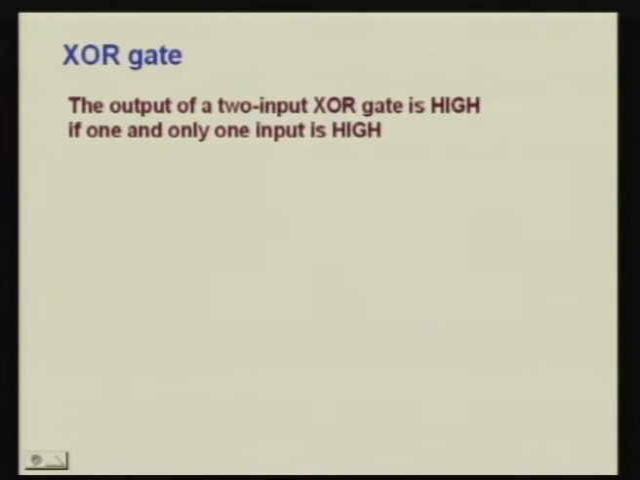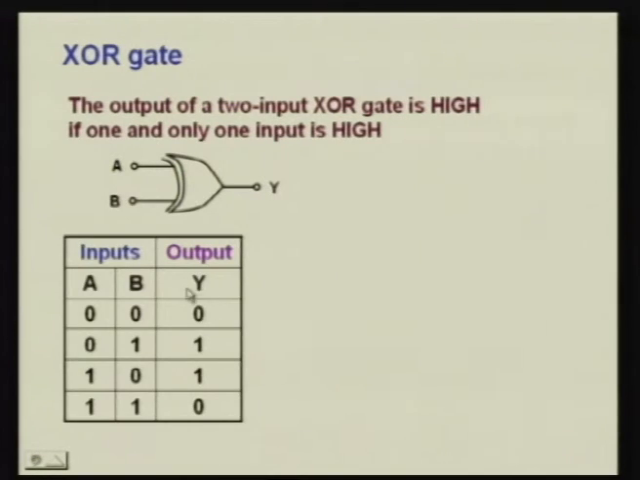That is, if the inputs are not equal, and as I told, in a digital system we can take only either 0 or 1. The first is 0, the second is 1, or the first is 1, the second is 0, then the output will be high. Otherwise, it will be low. So this is the symbol for the XOR gate, and this is the truth table. A and B are the inputs and Y is the output. So if A and B are 0, then the output will be 0 by the definition.